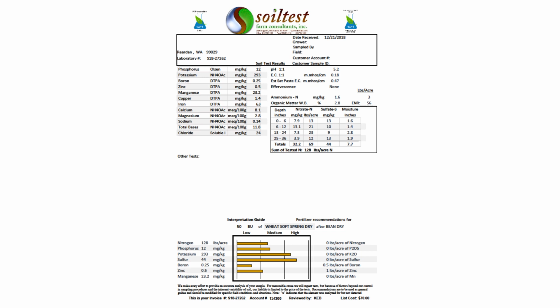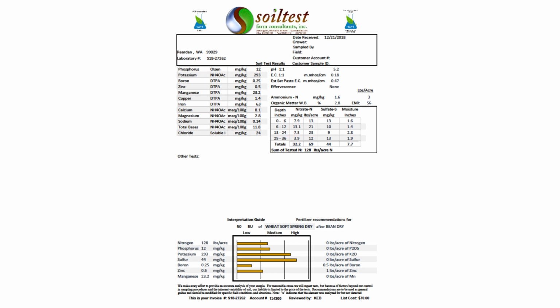Here's an example of a report that comes out of Reardon, Washington, which is dryland country. And really the biggest difference of this report compared to the last one is that we are now listing our nitrate, sulfate, and moisture on not only the topsoil, but sub-increments as well. In this case, we're going from 0 to 6, 6 to 12 inches, 13 to 24 inches, and lastly 25 to 36 inches.